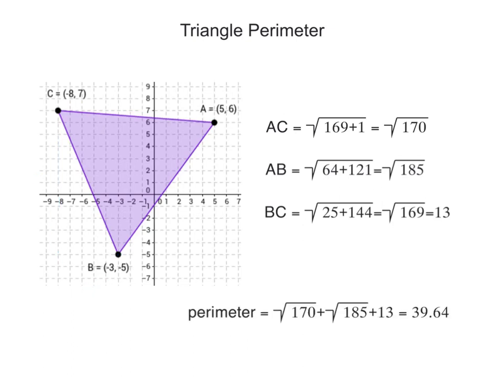We now have the length of all three sides. We have length AC, we have length AB, and we have length BC. And all we have to do is add them up to get a grand total. So here we'll turn to our calculator, and we'll type all of this in at once on the calculator. The square root of 170 plus the square root of 185 plus 13, and that rounds to the nearest hundredth, 39.64 units. And that's all there is to it.